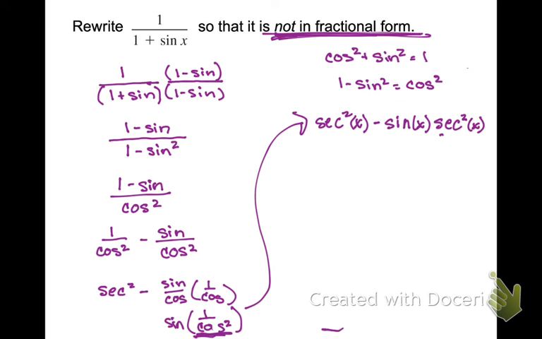Now, all it says is not fractional form. Did we get it out of fractions? Yes. Could we factor out a secant squared if we wanted to? Yeah, but why do we? I don't know. Let's see what happens. So I would get what? 1 minus sine squared? Now, if that's sine, not sine squared, 1 minus sine, right?